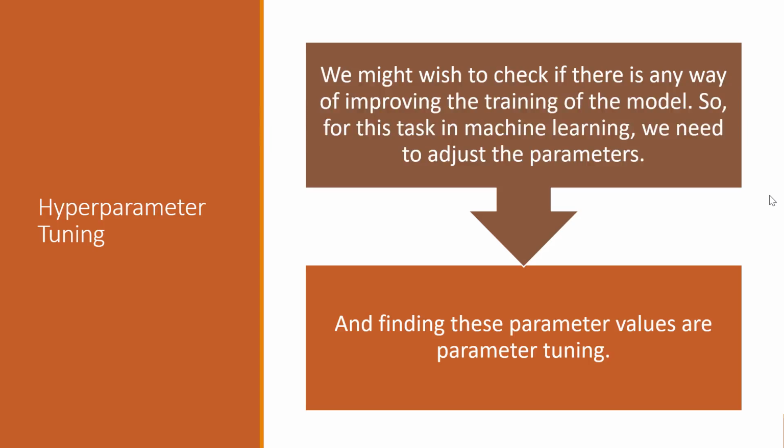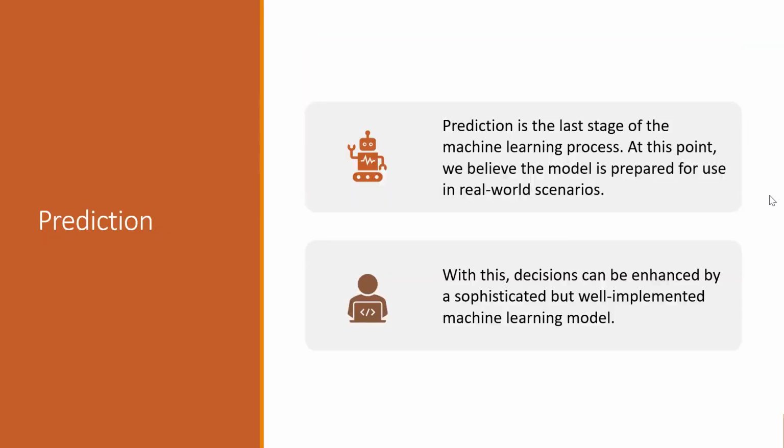So for this task in machine learning, we need to adjust the parameters, and the model parameters are the variables that are typically chosen by the programmer. Now, the accuracy of our machine learning model will be highest at some specific parameter values, and finding these values is hyperparameter tuning. Now, in the last, we are ready for prediction. So, prediction is the last stage of machine learning process, and at this point, we believe the model is prepared for the use in the real life scenario.